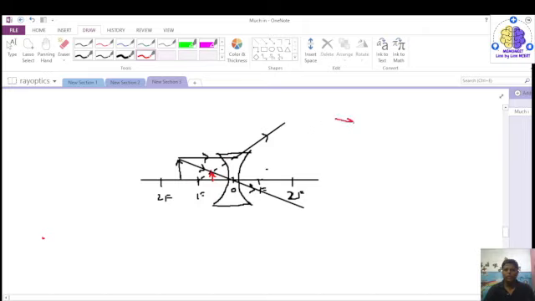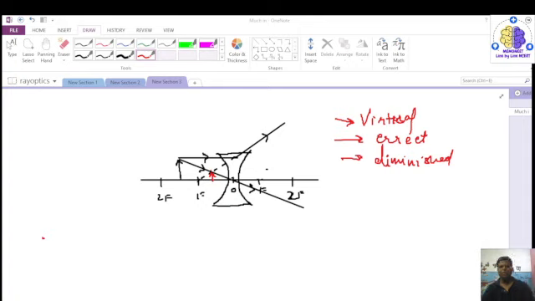Therefore, what we conclude from here is that for a concave lens, the image formed is always virtual, is erect and is diminished and is on the same side. Virtual image is always formed on the same side. So the image formed here is virtual, erect and diminished, and on the same side.